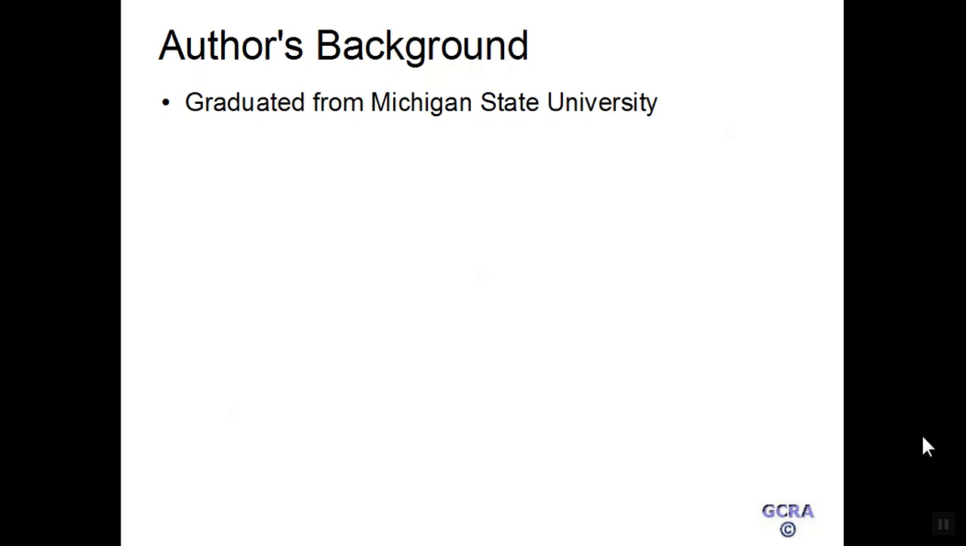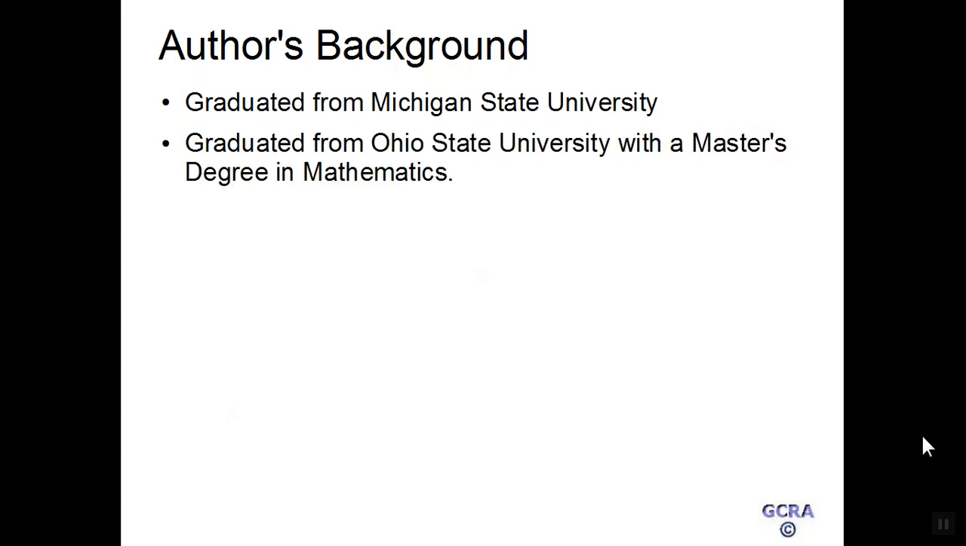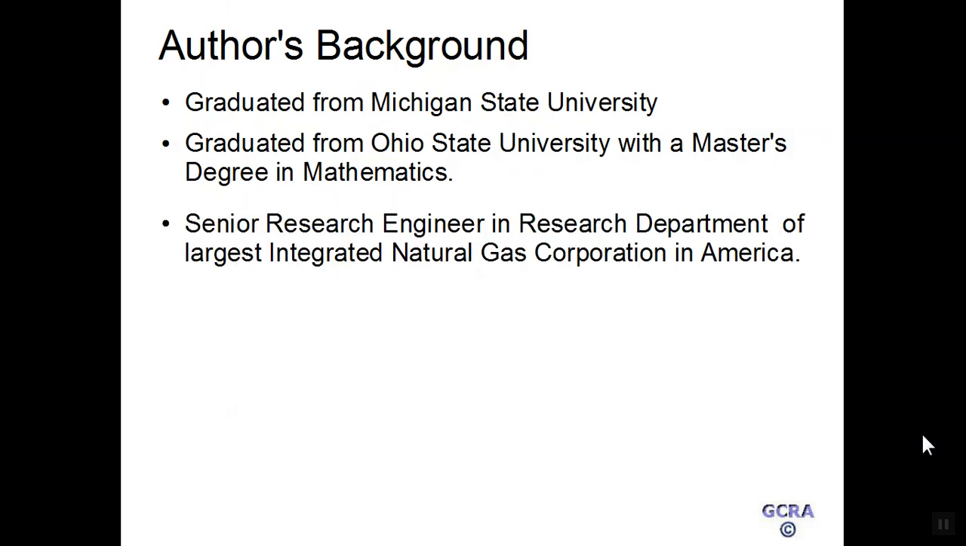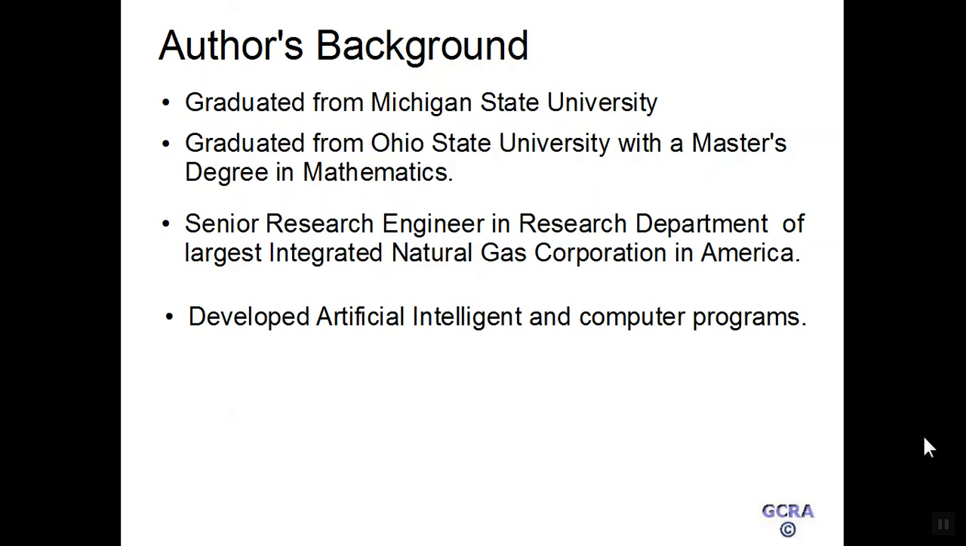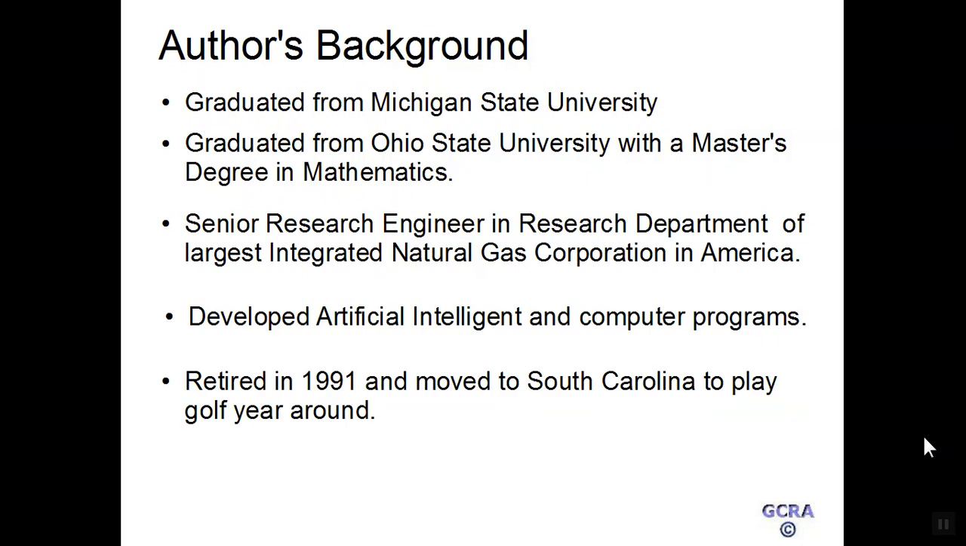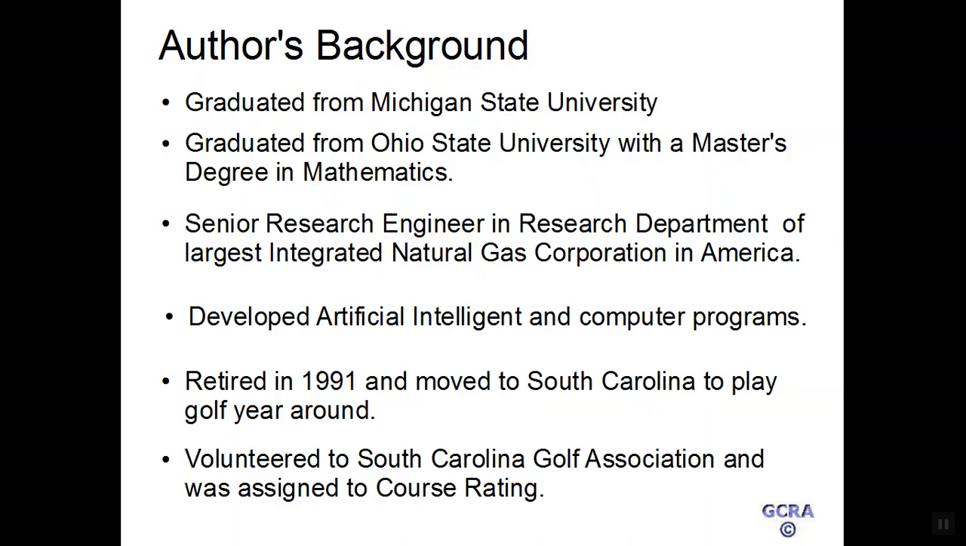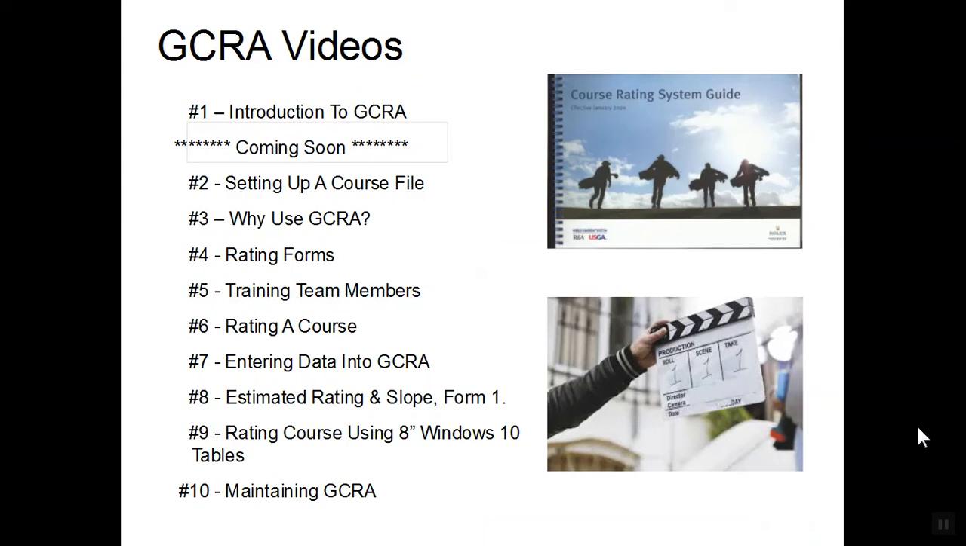So my background, I graduated from Michigan State University and Ohio State University with a master's degree in mathematics. I was a senior research engineer in the research department of the largest integrated natural gas corporation in America. I developed artificial intelligence and computer programs in my years there. I retired in 1991 and moved to South Carolina to play golf year-round. Shortly after I got there, I volunteered to the South Carolina Golf Association and was assigned to their course rating team.